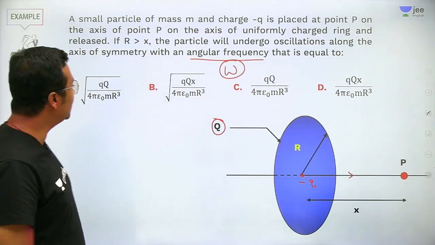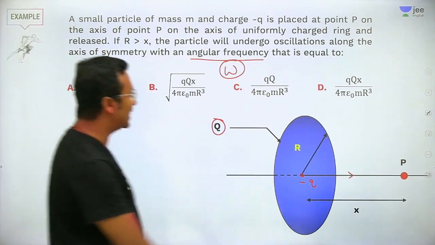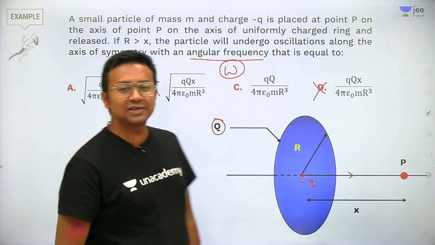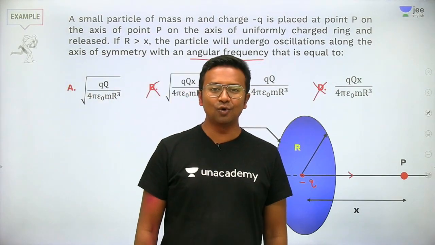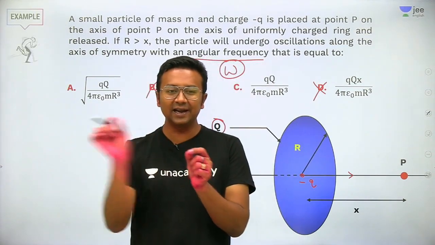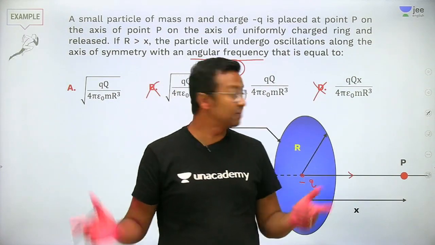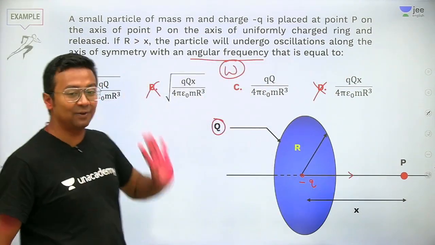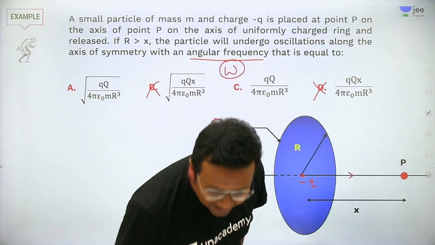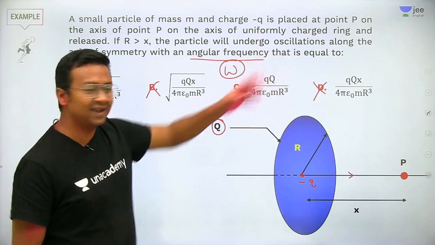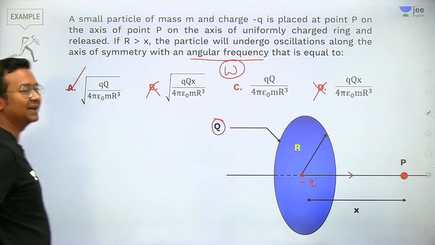So by looking at the question only, I can eliminate option D and option B, because it's a function of x. Angular frequency has to be a constant value, right? It cannot be a function of x. So option B and D are right away gone. You are left with option A and C now. Which one will be the correct answer? Yes, Satyam, if I take away option B and D, then definitely option A will be the correct answer.